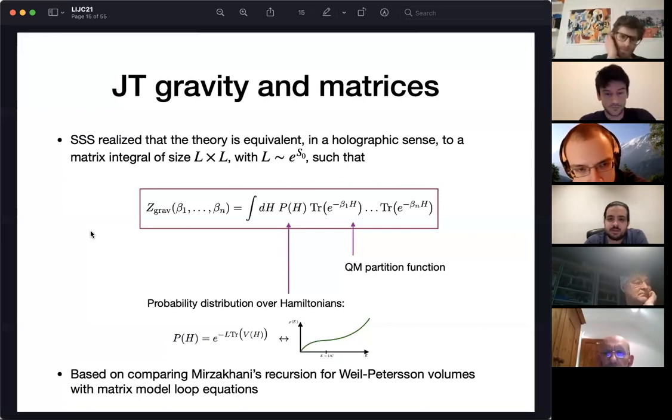Where no one would have called it, I guess, in the 80s, this matrix Hamiltonian of some dual theories.